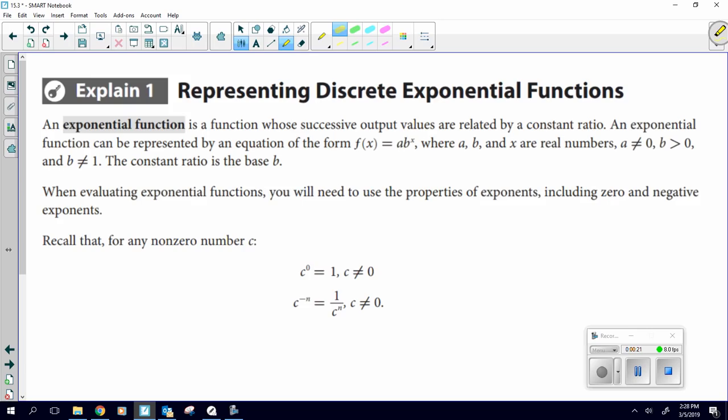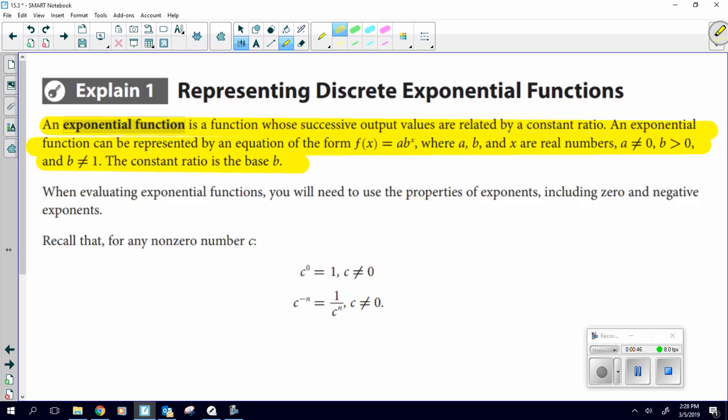An exponential function can be represented by an equation in the form of f of x equals a times b to the power of x, where a, b, and x are real numbers, and a cannot be 0, b is greater than 0, and b cannot be 1. The constant ratio is the base b. So why don't we go ahead and outline all that? Go ahead and write all that. I think that's some good information for us to write.